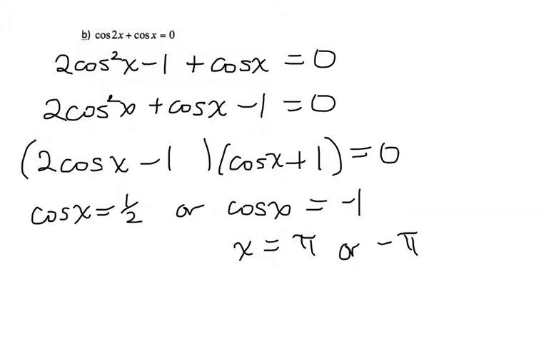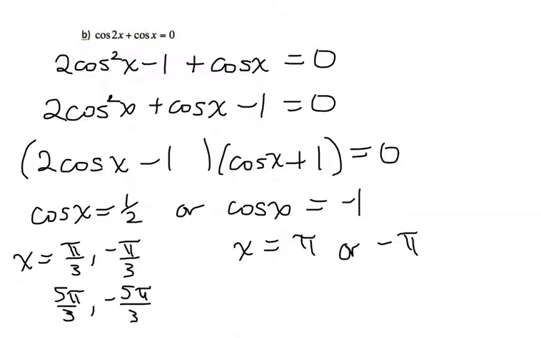Cos x is a half. That happens at pi thirds, negative pi thirds, 5 pi thirds, negative 5 pi thirds. So there's all of my answers.